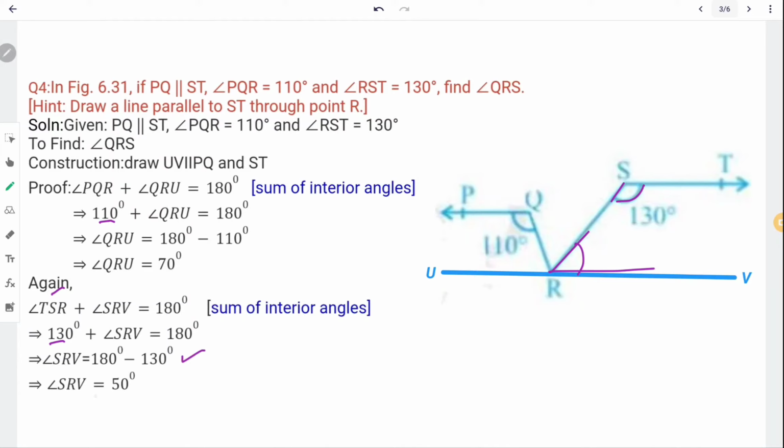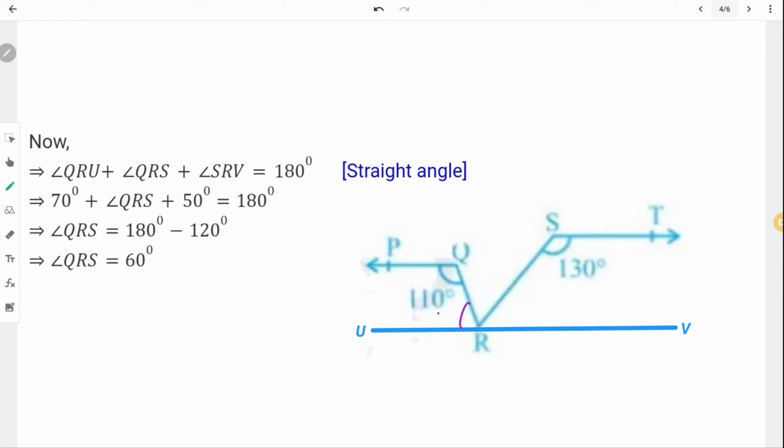Send it to the other side, 130 degrees will become minus, right? From here we're going to get SRV equals 50 degrees. Okay, this is now 50. So now if you look, this is 70 degrees, and this is 50 degrees, right? We're trying to find this angle.